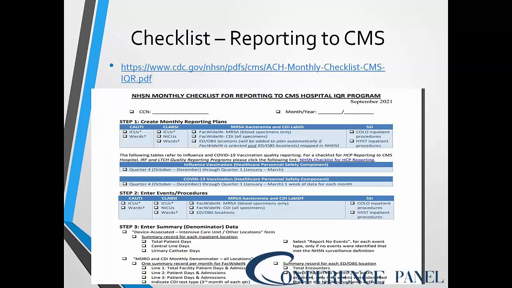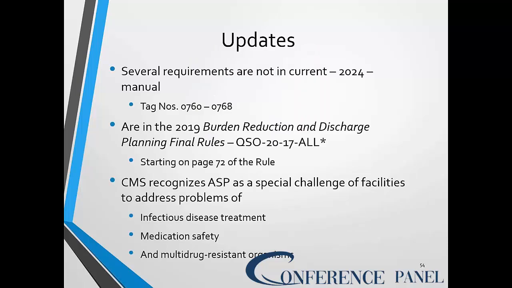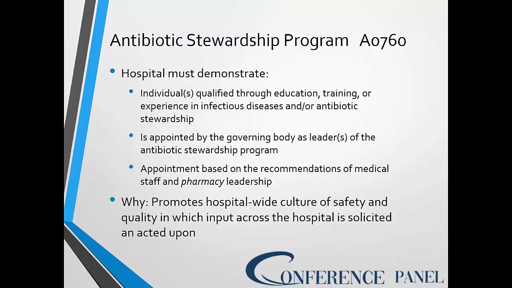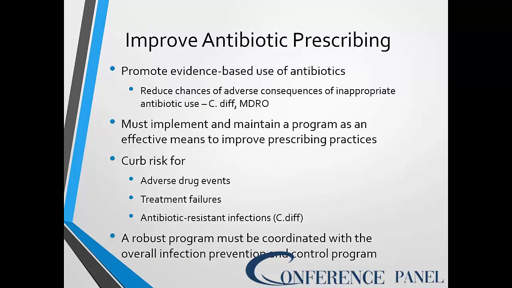I'm going to flip over now to the Antibiotic Stewardship Program. Tag numbers, there's about 21 of them. Again, this is pretty new. This is what they did back in 2019, 2020. A lot of the requirements are not in the current manual. Starting with the first tag number, you have to demonstrate that you have someone who is qualified through education, training, or experience in infectious diseases and/or antibiotic stewardship programs. We have to make sure, of course, they're qualified to improve prescribing of antibiotics.